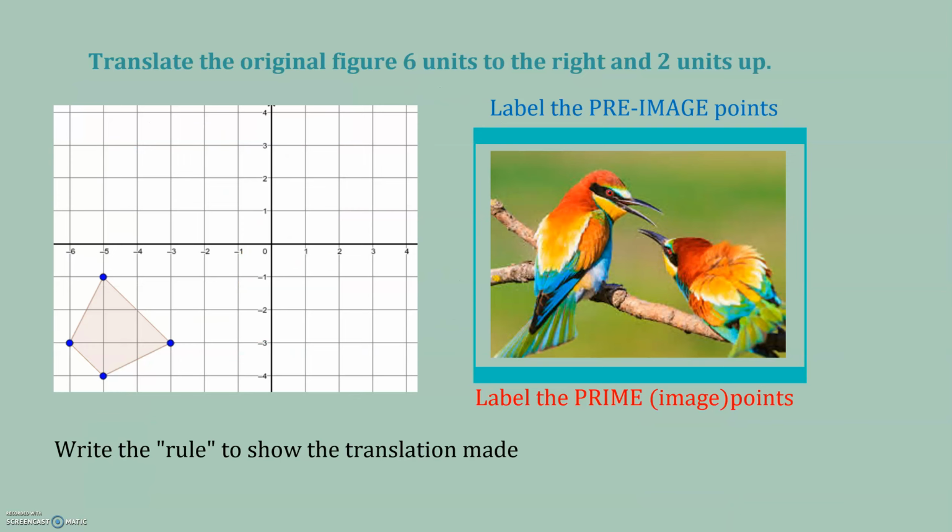Okay, well now we're going to practice with the rule first, and then we're just going to do what the rule tells us to do. So this says to translate this original figure 6 units to the right and 2 units up. We need to label the pre-image points, and we need to label the prime or the image points. And so the first thing I'm going to do here is I'm going to pause the video and I'm going to draw this in my graph.